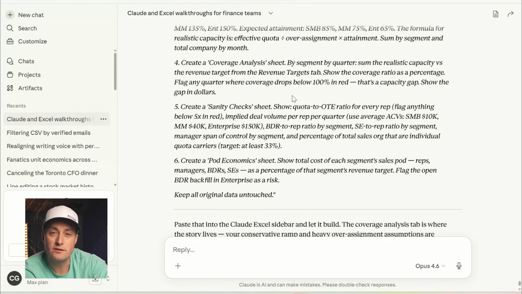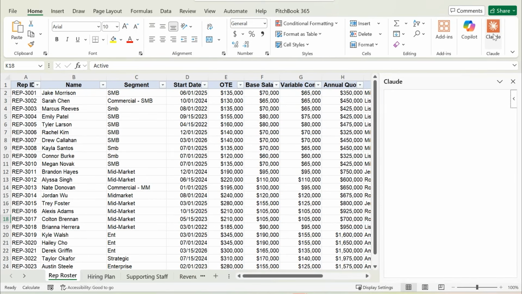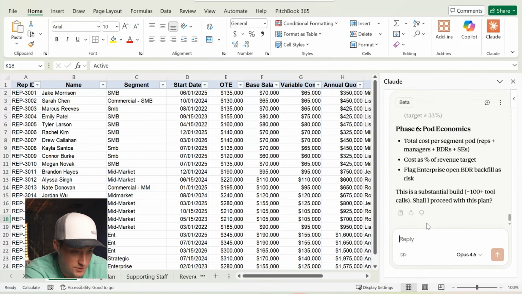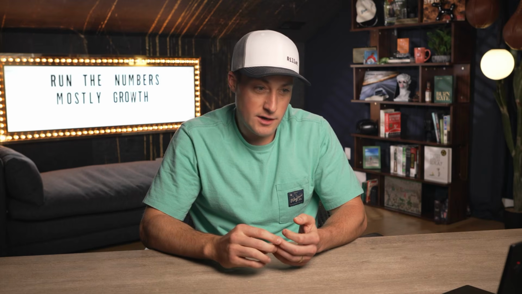So, and then you adjust for overassignment and expected attainment, create a coverage analysis sheet. See, this is way better than what I was originally going to put in. I was just going to say, hey, I need to build a quota capacity model. Here's the data. Create a pod economic sheet. Boom. Time to let it cook. So I got my Claude application right here. Enter. Shall I proceed? Yeah, you should proceed. Yes, please proceed. Here we go.